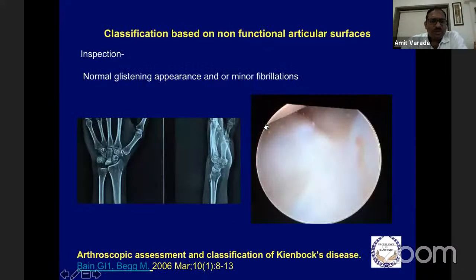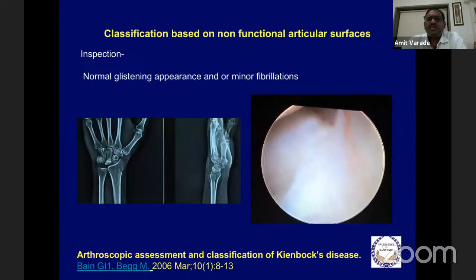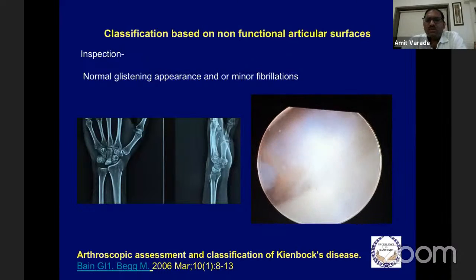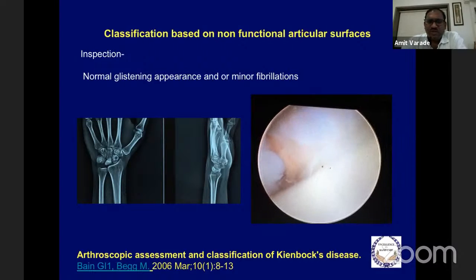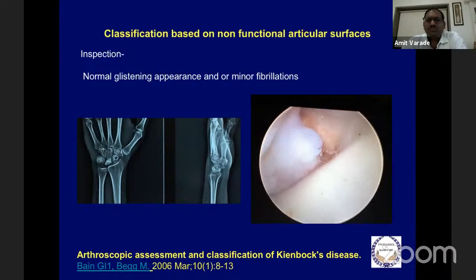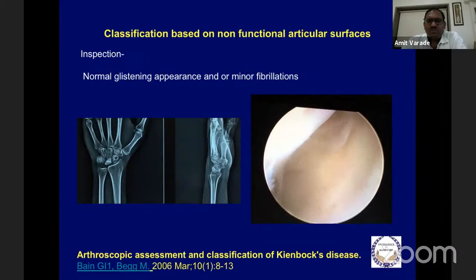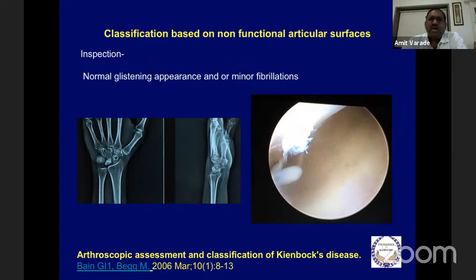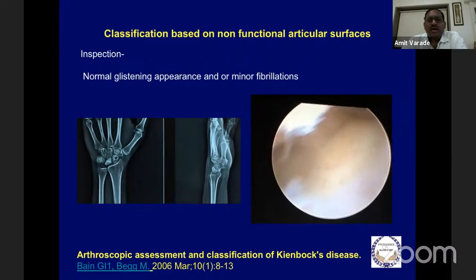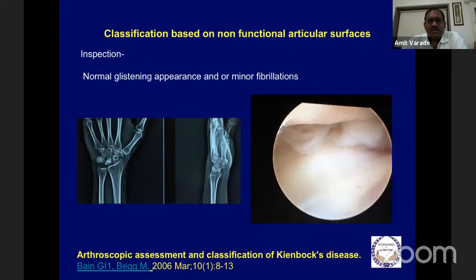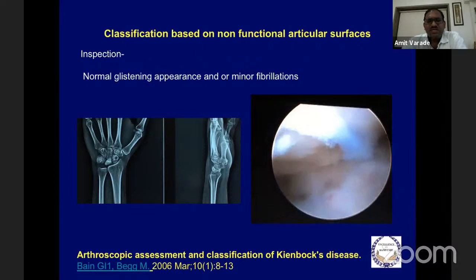According to him, in the early stage of Kienbock's disease, the surface should be normal and glistening, like in this case. Now we are in the radiocarpal space, and we are seeing the scaphoid, radiocarpal ligaments and scaphoid fossa. As we go on the ulnar side, this is the lunate fossa and the proximal surface of the lunate, which is very glistening with some fibrillation, and this can be considered a very early stage Kienbock disease. In such cases we should save the lunate.